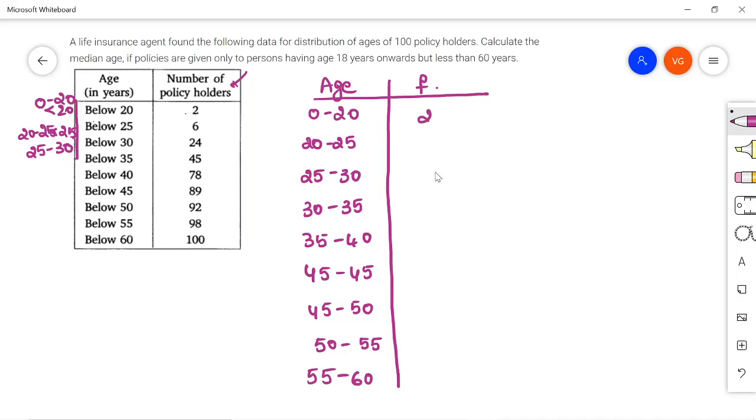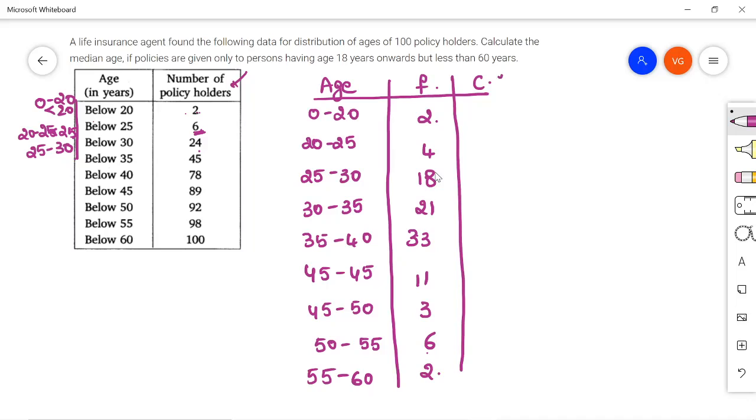0 to 20, 2 only. 20 to 25, it will be 6 minus 2, because this 6 includes that 2 also. I am writing now only for the people who are in the age of 20 to 25. It will be 6 minus 2, 4. Then 24 minus 6, 18. Like that, if you write, this will be 21. Next will be 33, 11, 3, 6, then 100 minus 98, 2. This is the frequency. Now you need to write the cumulative frequency.